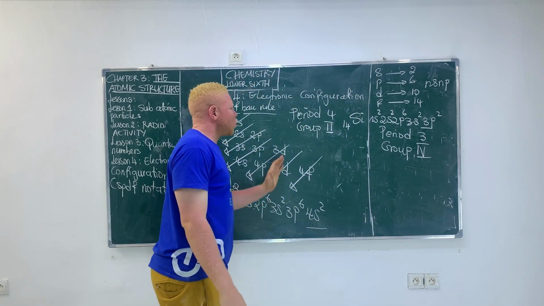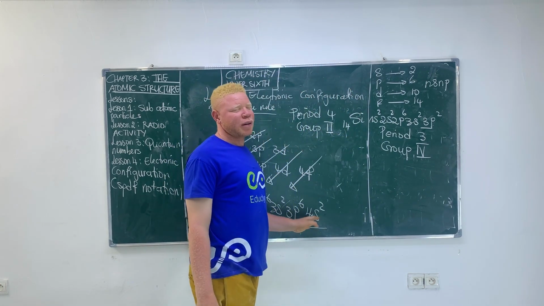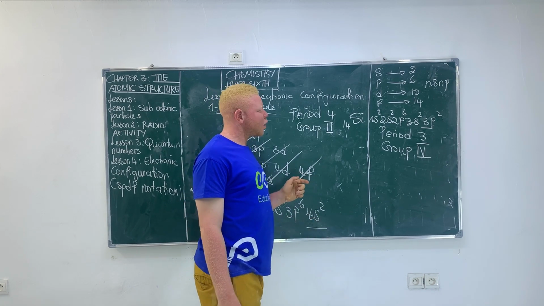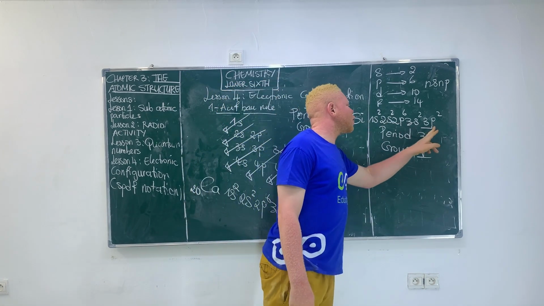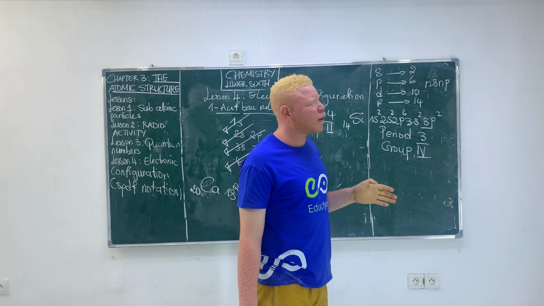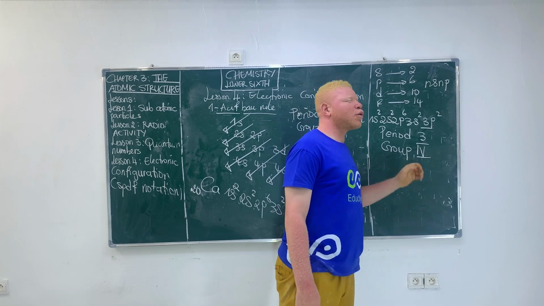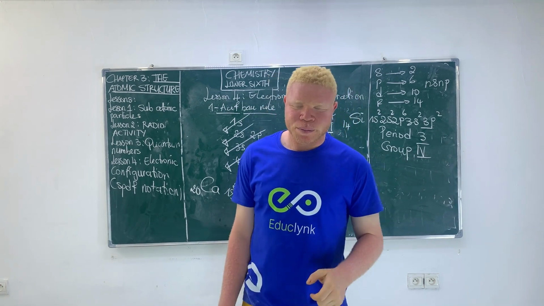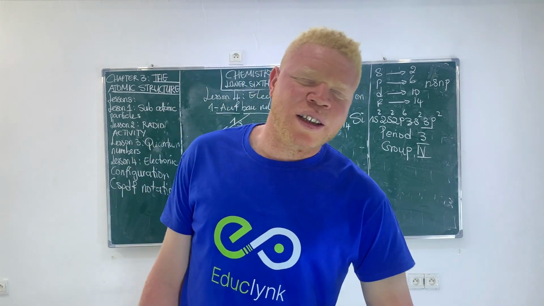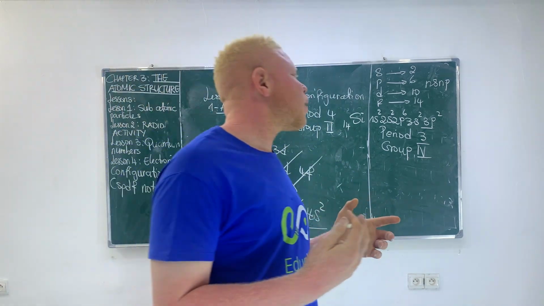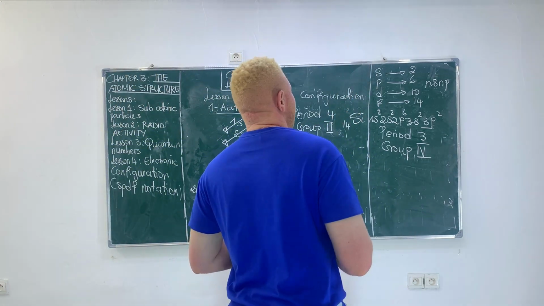Here we have group 2 because it's an S block element with 2 electrons. Here it's a P block element. The configuration finishes in P, which is why you add the P and the S electrons. So the element is found in group 4. So this is one way of writing the electronic configuration of an element.